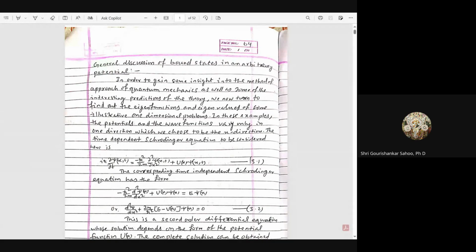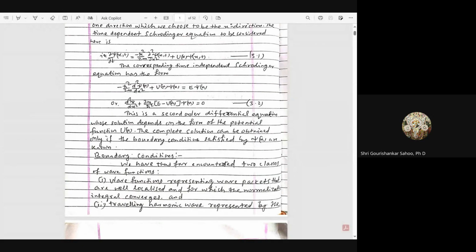So the time-dependent Schrodinger equation, you know, is i h cross del psi by del t equals minus h cross square by twice m del square psi by del x square plus U psi, where U is the potential. So the corresponding time-independent Schrodinger equation can be written as minus h cross square by twice m del square psi by del x square plus U psi, which is equal to E psi, where E is the energy.